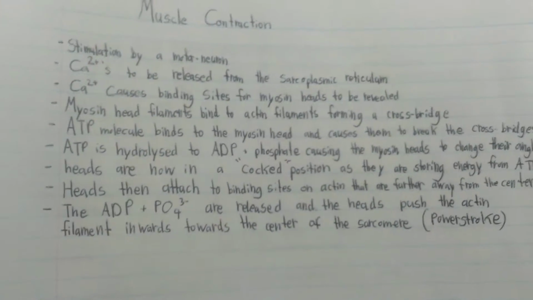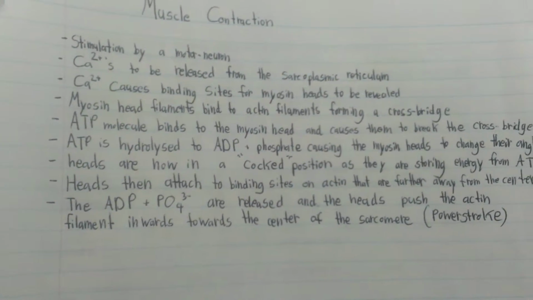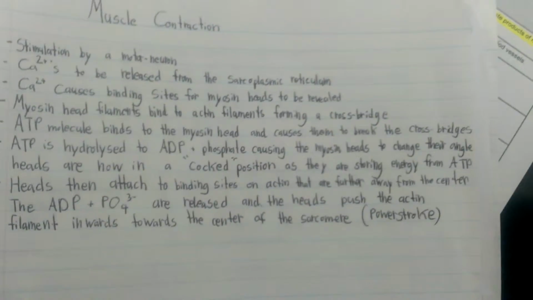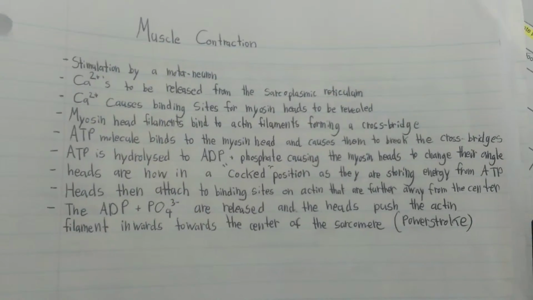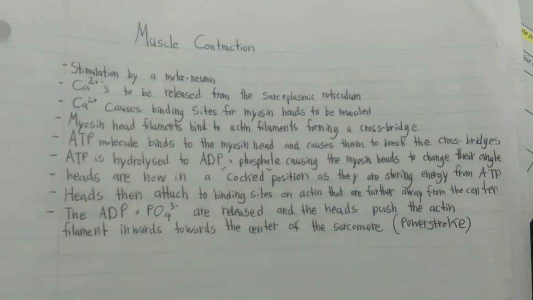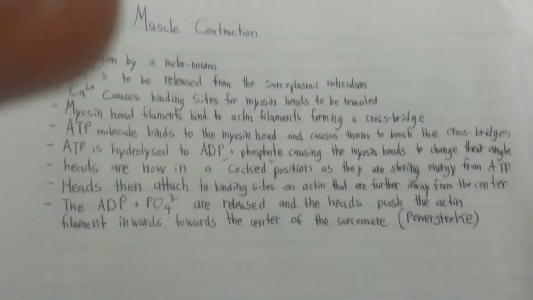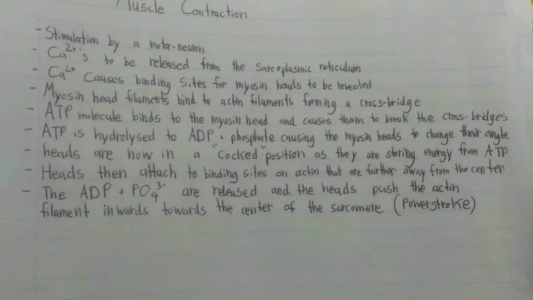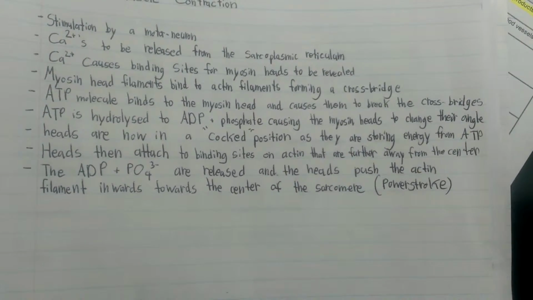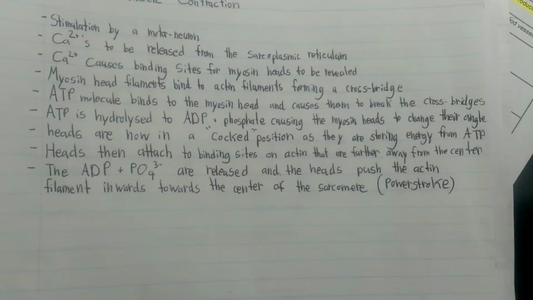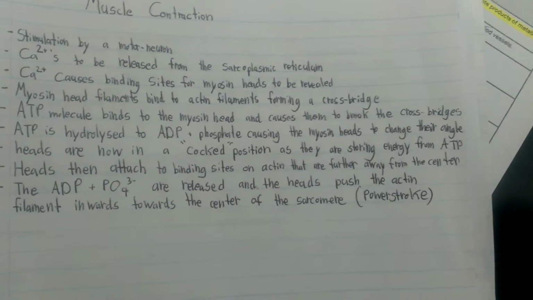So now an ATP molecule, adenosine triphosphate, which is the main energy molecule, binds to the myosin heads and causes them to break the cross bridges. They bind to the myosin head and cause it to detach from the binding sites on the actin filament. Next, the ATP molecule is hydrolyzed to ADP plus phosphate, but still bound to the myosin head. So it's hydrolyzed into ADP, adenosine diphosphate, and phosphate, causing the myosin heads to change their angle.